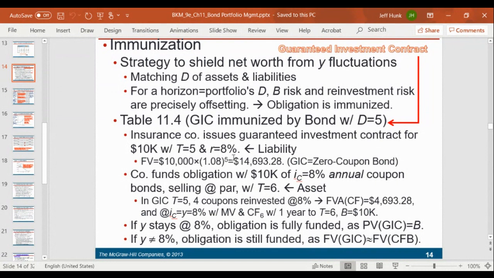So in other words, you raise the 10K from an investor, and then you guarantee that the investor will get the future value of 10K five years later, at 8% interest. In other words, that would be $14,693 if you quickly do the calculation.